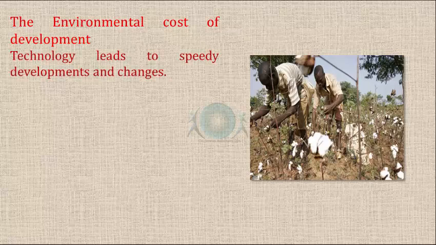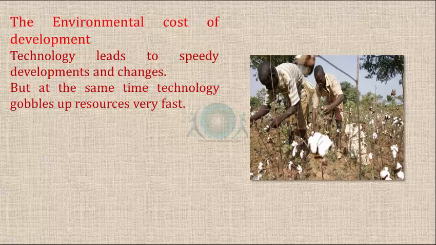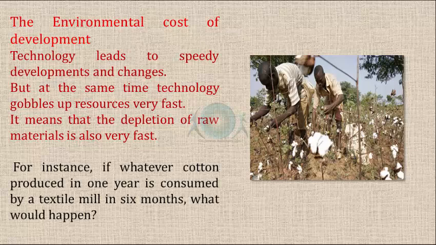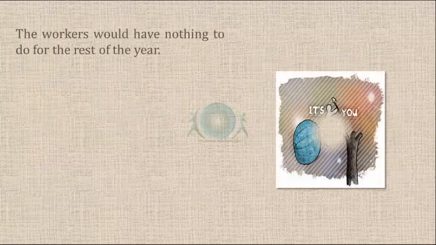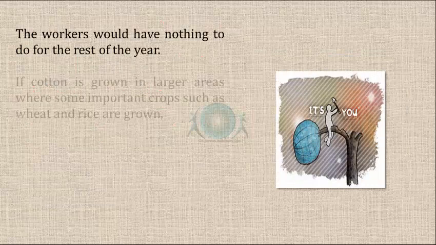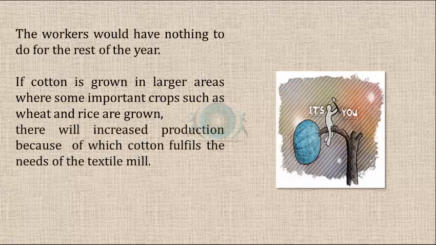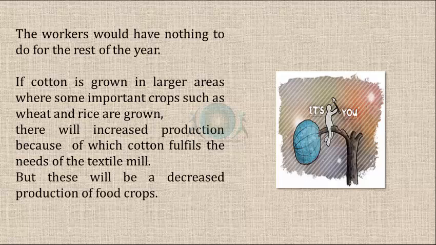Technology leads to speedy developments and changes, but at the same time, technology gobbles up resources very fast. It means that the depletion of raw material is also very fast. For instance, if whatever cotton is produced in 1 year is consumed by a textile mill in 6 months, what would happen? The workers would have nothing to do for the rest of the year. If cotton is grown in larger areas where some important crops such as wheat and rice are grown, there will be increased production of cotton, which fulfills the needs of the textile mill. But there will be a decreased production of food crops.